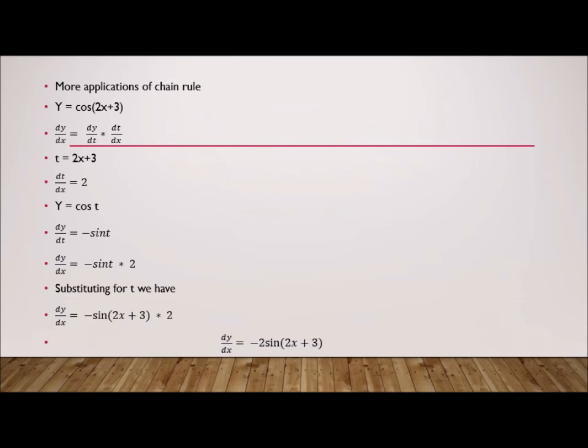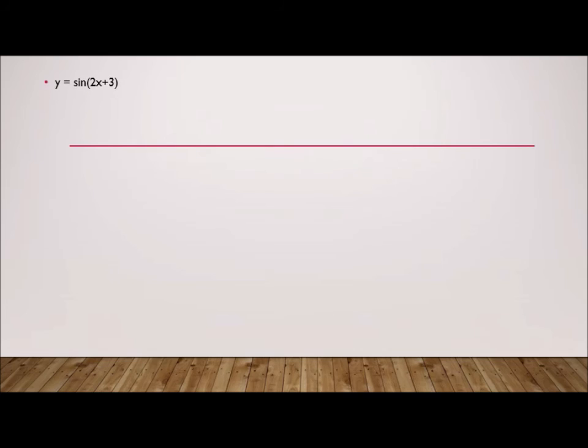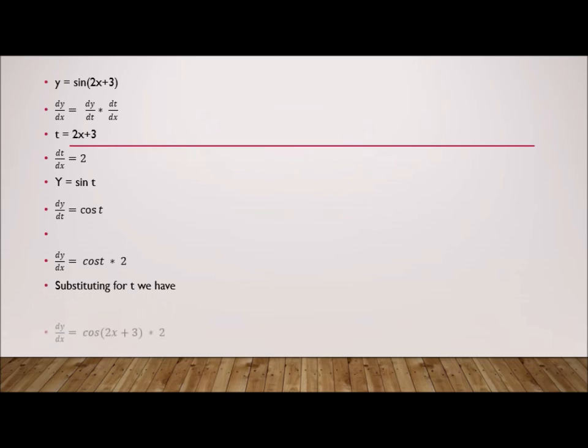As easy as that. So if we are to go to another example of trig, we have y is equal to sine(2x plus 3). Same thing, we get the t, which is 2x plus 3. Differentiate it, we get 2. Our y is equal to sine t, dy/dt is cos t. And substituting in our equation, we get cos t times 2. And we substitute for t, we get cos(2x plus 3) times 2. And our answer will be 2 cos(2x plus 3).